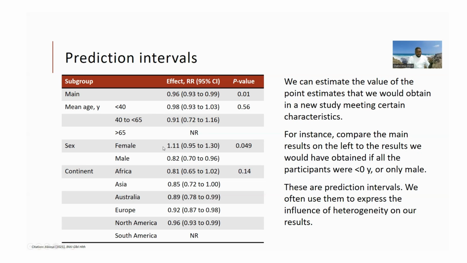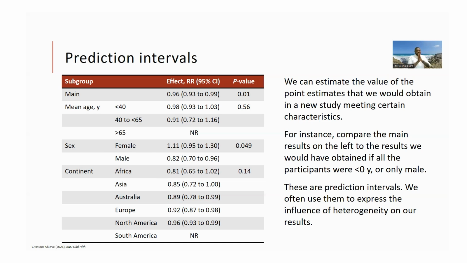Let's look at males and females. Here, the relative risk in males is 0.82, which suggests that whatever it is that this is looking at, this is less than 1, where 1 is null, so it's protective, or it's less likely to occur in males, but in females it is 1.11, which means that it's more likely to occur.